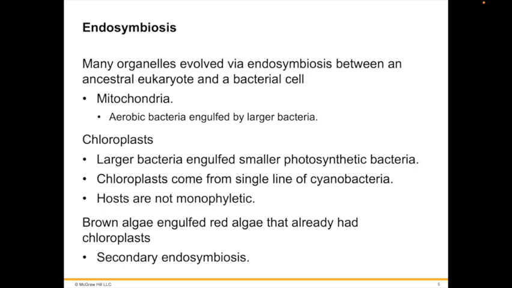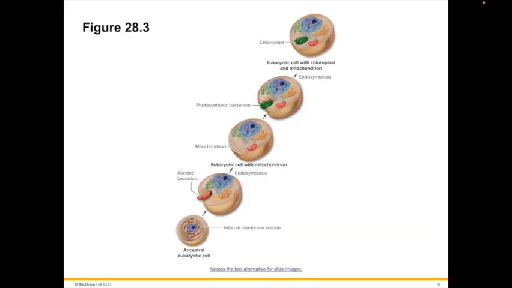The endosymbiotic theory supports the concept that a critical stage in the evolution of eukaryotic cells involved endosymbiotic relationships with prokaryotic organisms. According to this theory, energy-producing bacteria may have come to reside within larger bacteria or archaebacteria, eventually evolving into what we now know as mitochondria, and you can see that here in Figure 28.3.